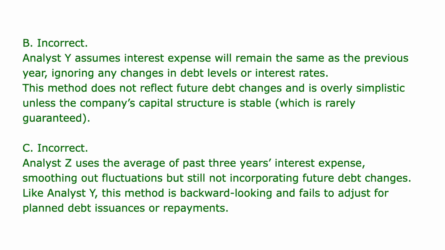B. Incorrect. Analyst Y's assumption of unchanged interest expense ignores potential debt and interest rate changes, making it overly simplistic unless the company's capital structure is stable. C. Incorrect. Analyst Z's method, averaging past interest expenses, is backward-looking and doesn't account for future debt changes.